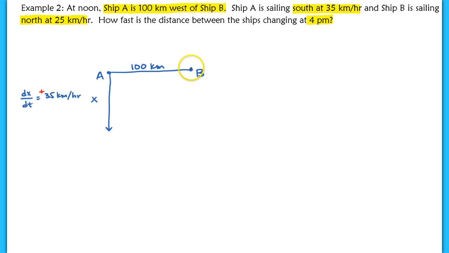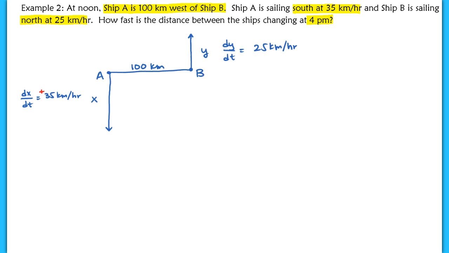Now, we also know that ship B here is traveling north at a rate of 25 kilometers per hour. Let's go ahead and label this segment here, the distance that ship B has traveled. We'll label that y. So we know dy dt here will also be positive, 25 kilometers per hour. And the reason why it's positive, again, is because y continues to increase with time.